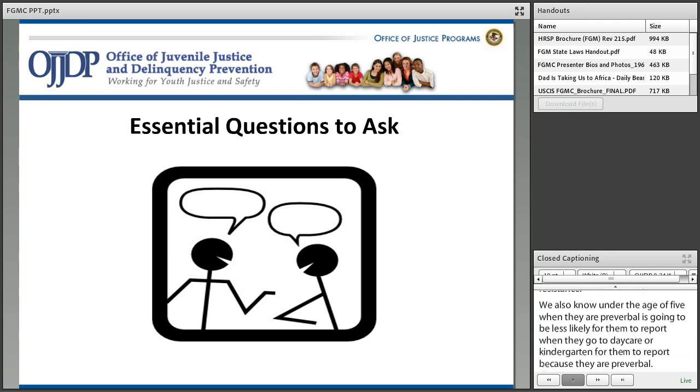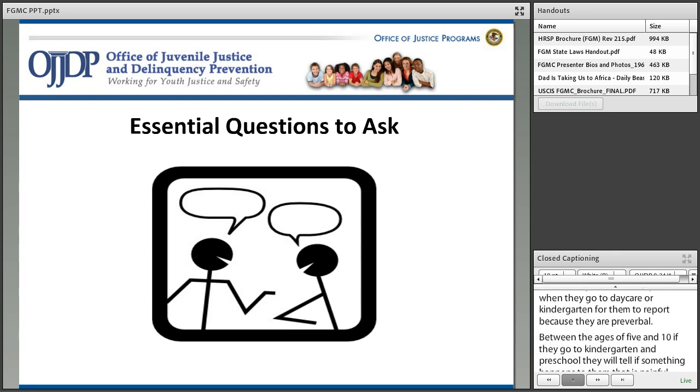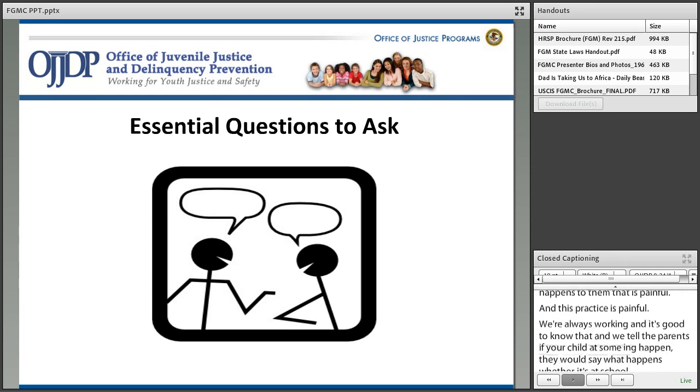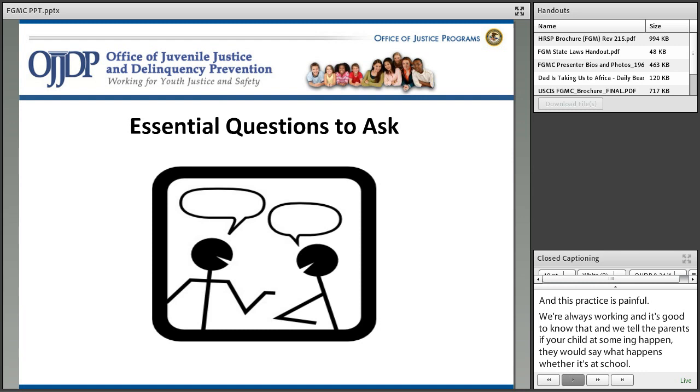But between the ages of 5 and 10, if they go to kindergarten or preschool, they'll be able to tell if something happens to them that is painful, and this practice is painful. So we are always working within that age group, and we tell the parents, if something happens to your child, they're going to say what happens, whether they're in school, at the clinic, or with whoever they interact with. If something happens that they don't like, they will tell. So we always educate the parents about that.